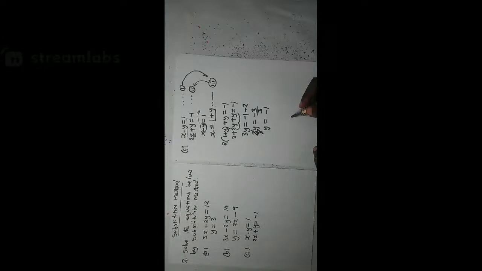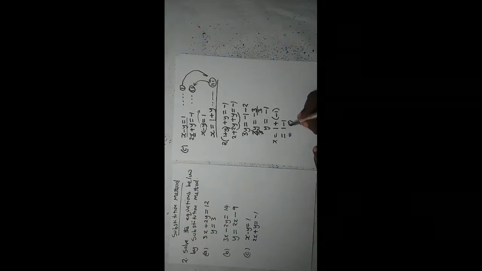And so for us to get the value of x, we'll use equation number 3 here. We are going to say, therefore, x will be equal to 1 plus, where there is y here, we'll put negative 1. When we multiply negative times positive here, we are going to have 1 minus 1, which is going to give us 0. And so our two answers are x is equal to 0 and y is equal to negative 1 for this question.